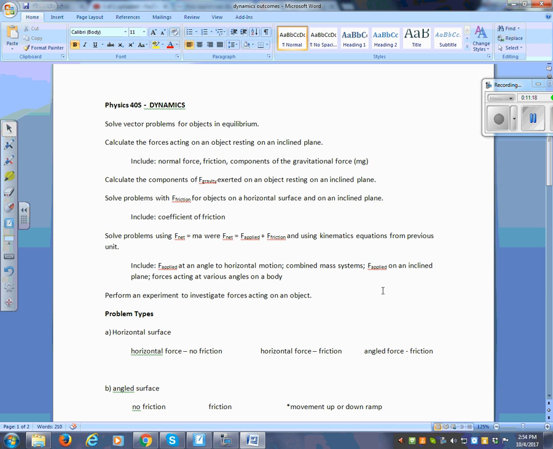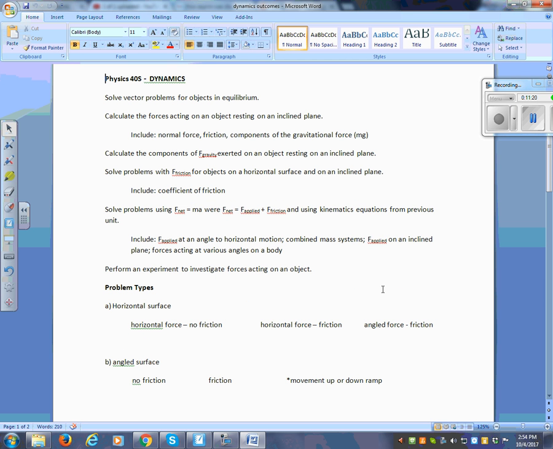Okay, now, thank you for reminding me that I didn't do the find that page. So let's just briefly talk about what's coming up in this unit here. By the end of the unit, you are supposed to be able to solve vector problems for objects in equilibrium, much like the one on the board, but easier than that. Solve vector problems for objects in equilibrium. What do you think equilibrium means? Equal. Yeah, you're on the right track.